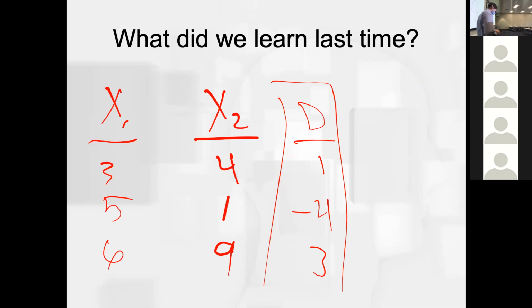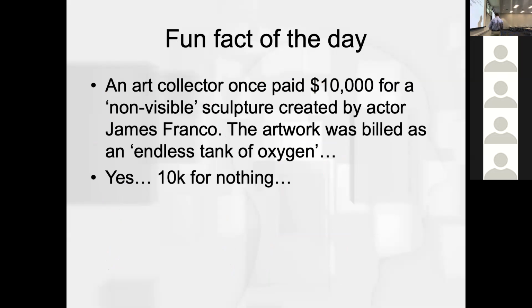Here's your fun fact of the day. An art collector once paid $10,000 for a, quote, non-visible sculpture created by actor James Franco. The artwork was billed as an endless tank of oxygen. So an art collector paid $10,000 for literally nothing. If that doesn't tell you how pretentious modern art can be at times, I feel like, although part of me thinks this has to have been some sort of joke or fundraiser, but alas, somebody did pay that.